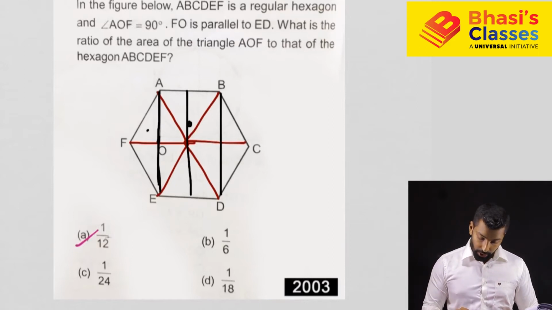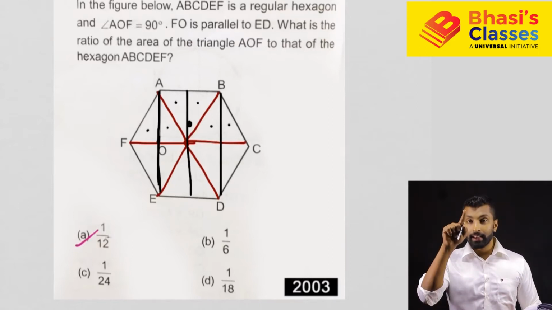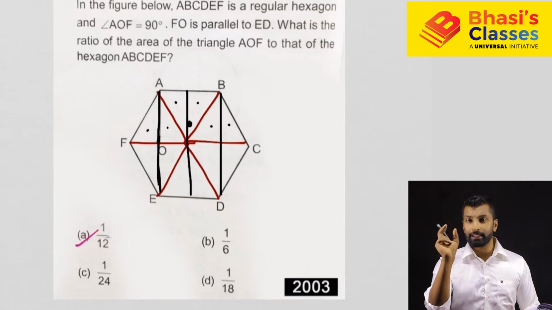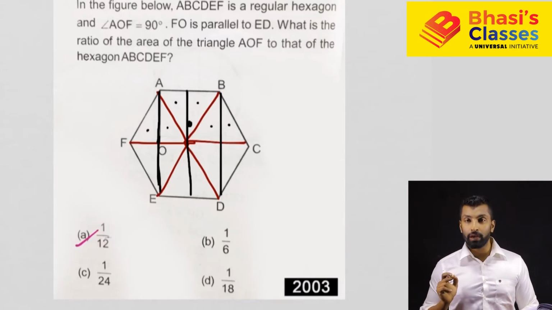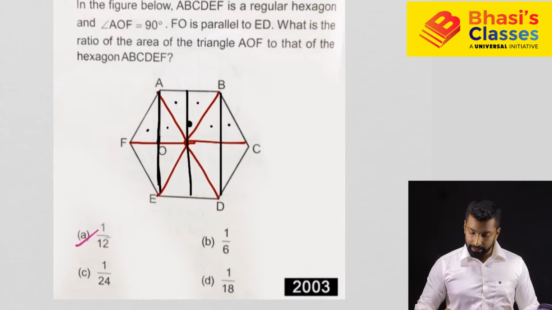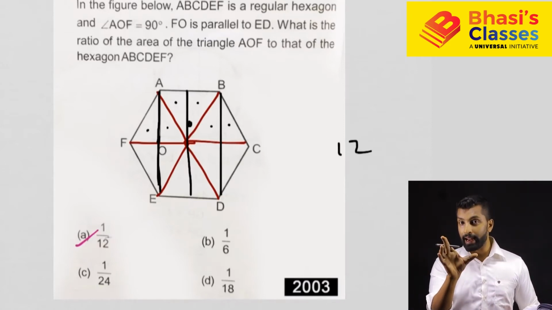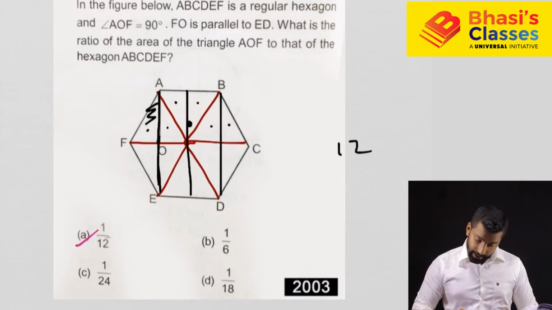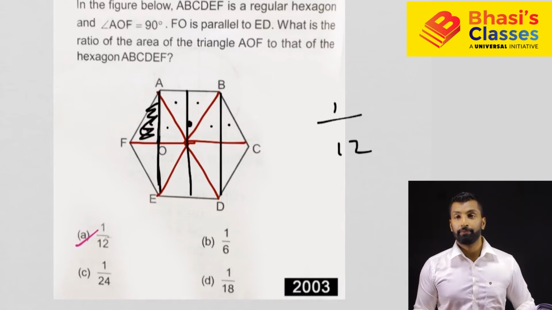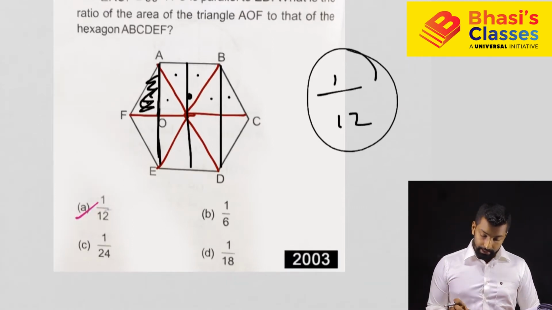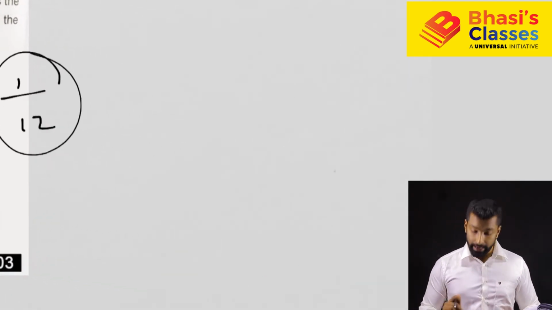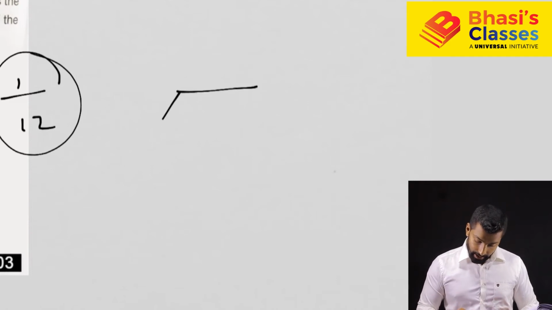You can see 1 2 3 4 5 6 equal triangles on the top, and similarly 6 equal triangles on the bottom. So how many triangles are there? 12 triangles. So that hexagon comprises 12 triangles. Out of that, they are asking about this small triangle, right? Then what is your answer? 1 by 12. 1 by 12. So see, if they are giving you a hexagon like this, they can ask you a lot of questions.